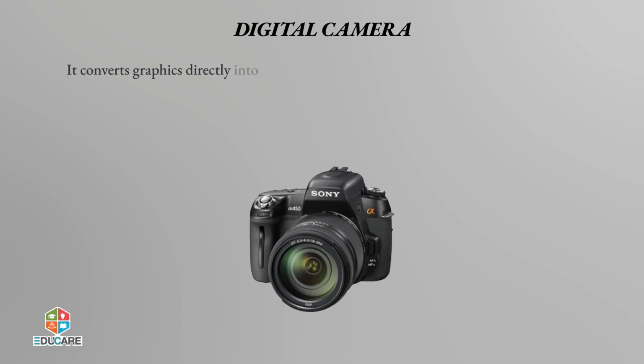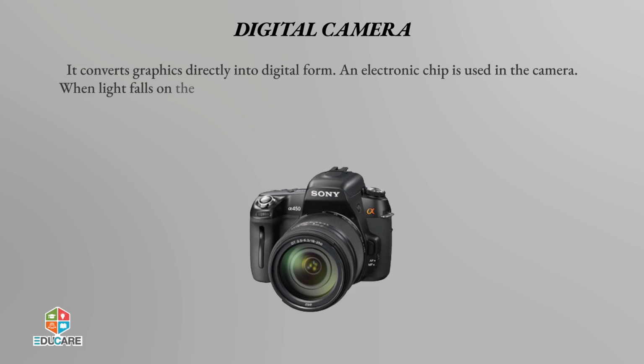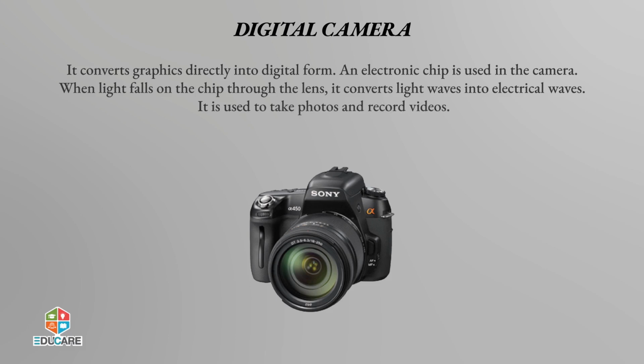Digital camera. It converts graphics directly into digital form. An electronic chip is used in the camera. When light falls on the chip through the lens, it converts light waves into electrical waves. It is used to take photos and record videos.